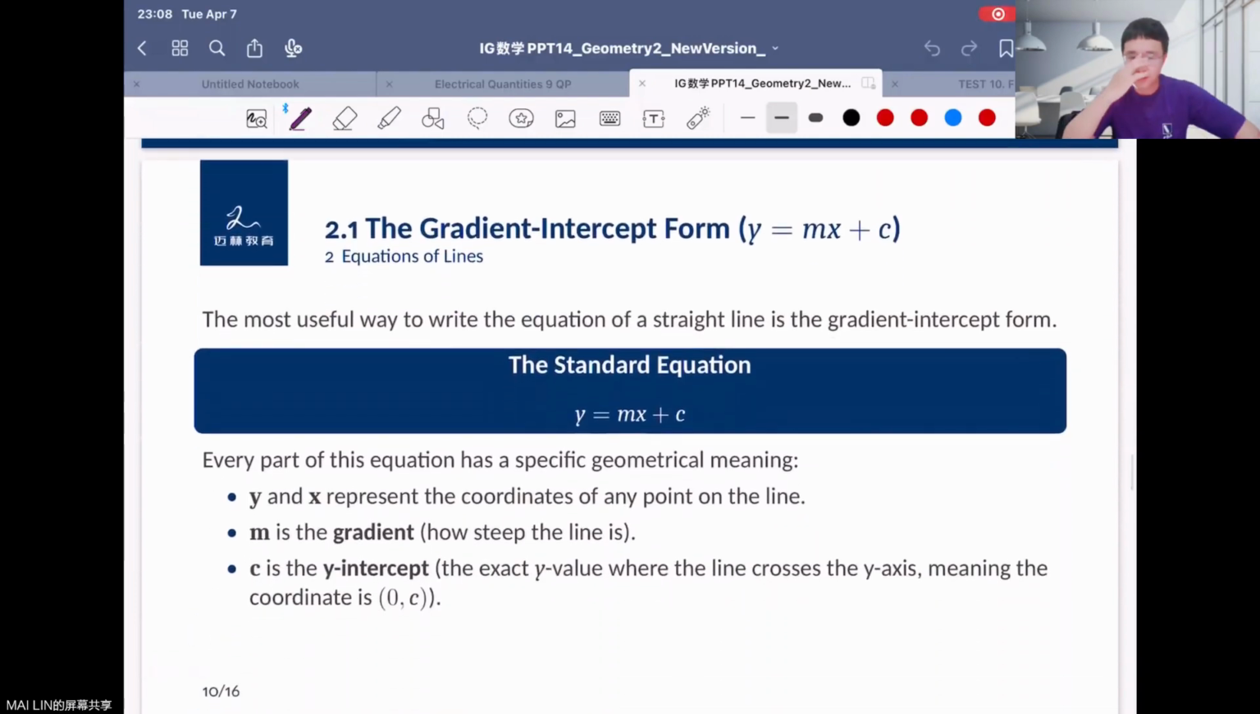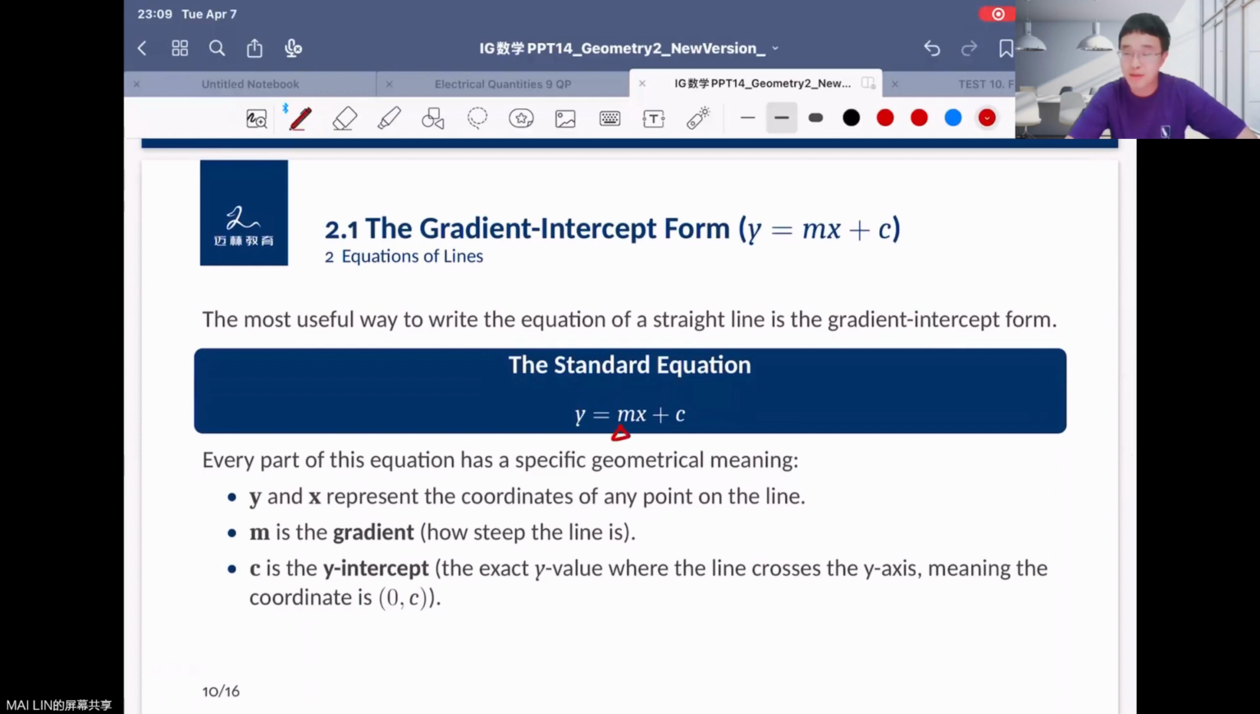So for the equation of a line, we can write it as y equals mx plus c, okay? Here y is the y-coordinate, x is the x-coordinate, okay? That is the basic understanding for this. And here, the m means the gradient.